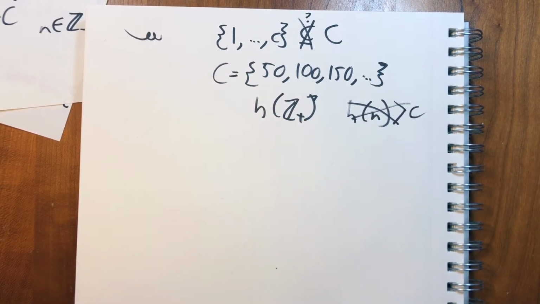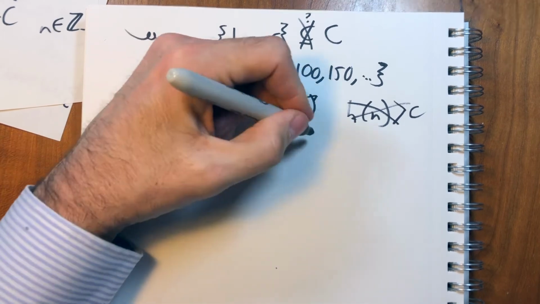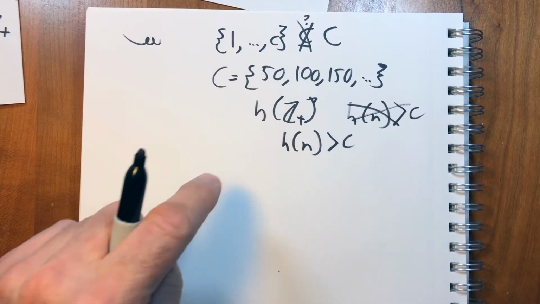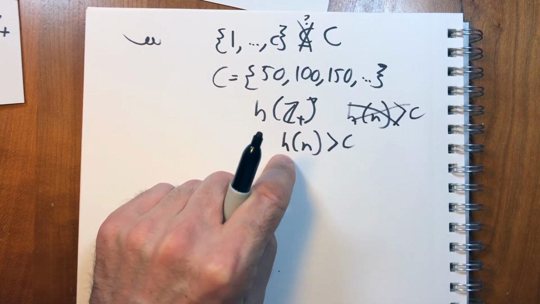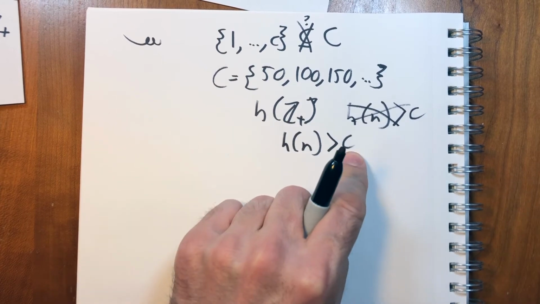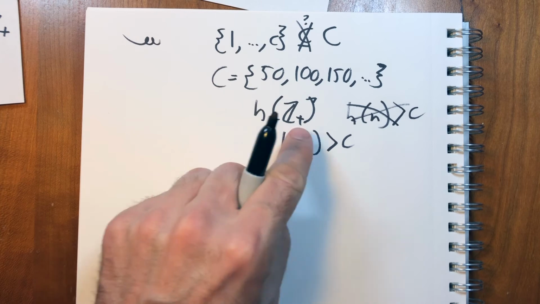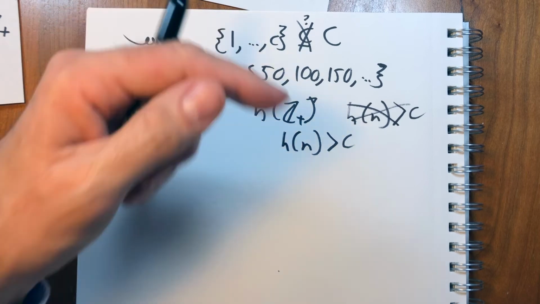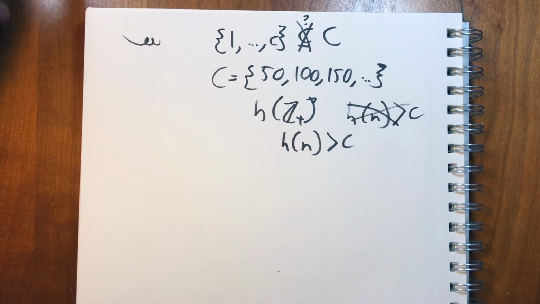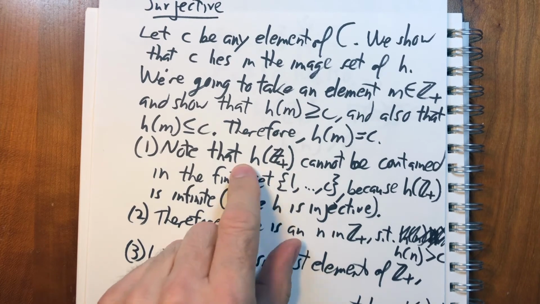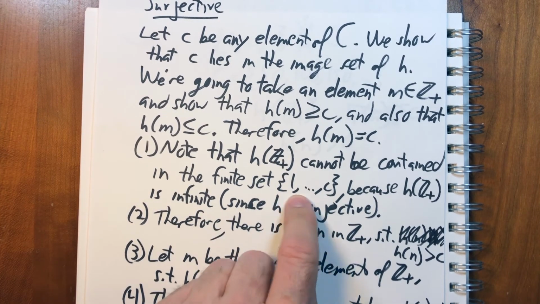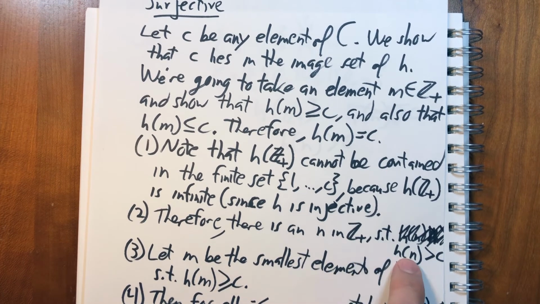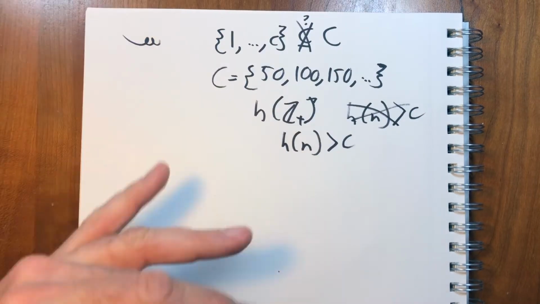Okay, so then there must be an n such that H of n is bigger than c, because we just finished showing that H is injective. Since it's injective, that means that each element of n can only go to one element of C, and there's a finite number of them. So there must be some element of the positive integers that goes to some element that's bigger than c. Okay, so that was statement number 1 and statement number 2. Because H of the positive integers cannot be contained in this finite set, therefore there must be an n in the positive integers such that H of n is bigger than c. That's what we just showed.